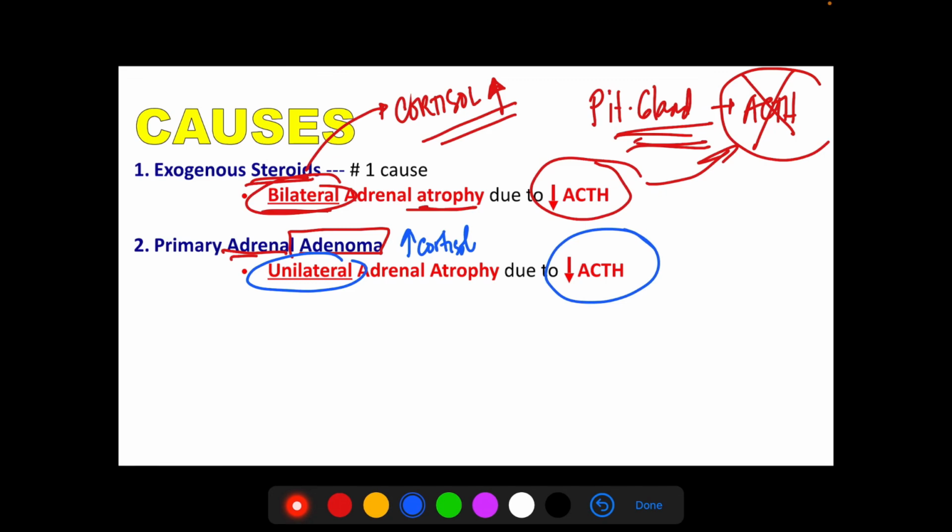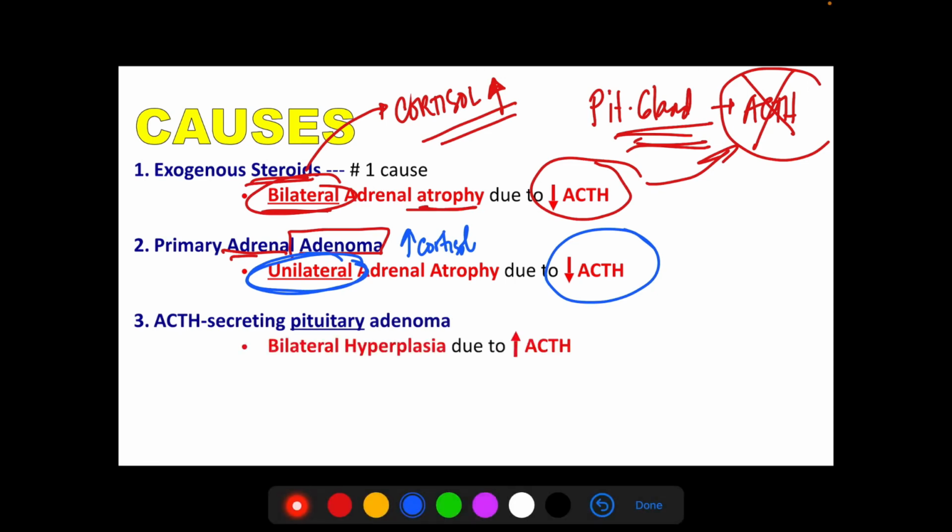Take note, only one of the adrenal glands has adenoma. So usually, the normal adrenal gland, the one without the adenoma, will be the one that will atrophy. And the one with adenoma will undergo hyperplasia. That's why it's called unilateral adrenal atrophy. Okay, how about this one?